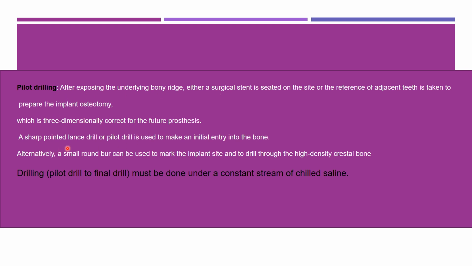A sharp pointed lance drill or pilot drill is used to make an initial entry into the bone. Alternatively, a small round burr can be used to mark the implant site and to drill through the high density crestal bone. The drilling, from the pilot drill to the final drill, must be done under a constant stream of chilled saline.